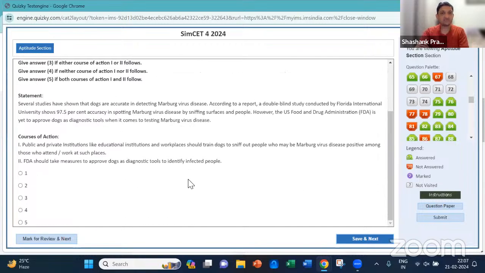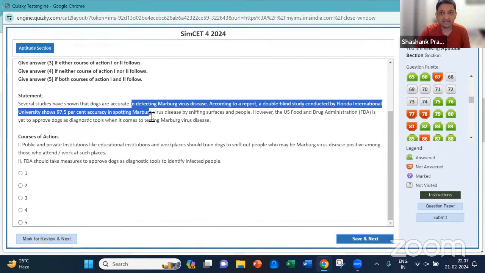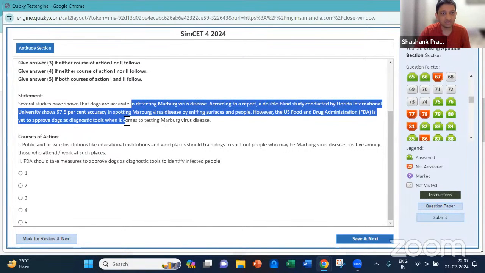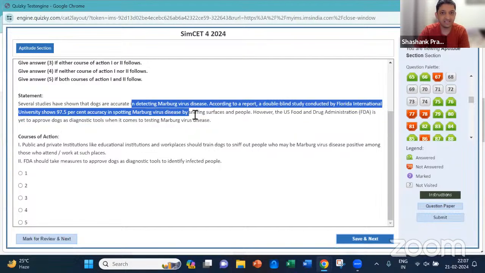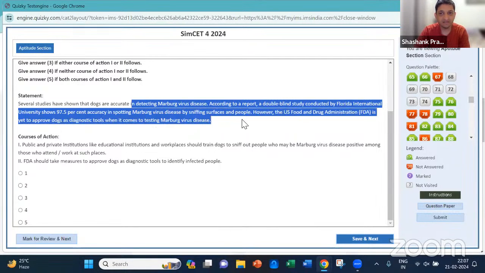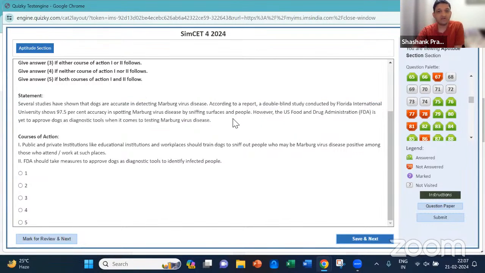Studies have shown that dogs are accurate in detecting Marburg virus disease. We have 4 minutes left. Okay. We are at question 67. Okay, fair enough. We'll finish this round and then we'll mark randomly. Marburg virus disease double-blind study conducted by Florida International shows 97.5% accuracy by sniffing surfaces and people. Is yet to approve dogs as a diagnostic tool when it comes to testing Marburg virus disease.